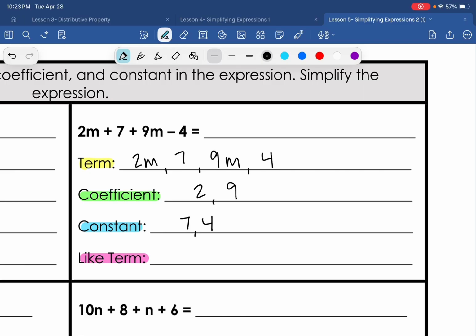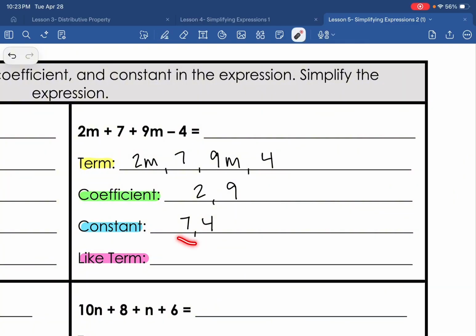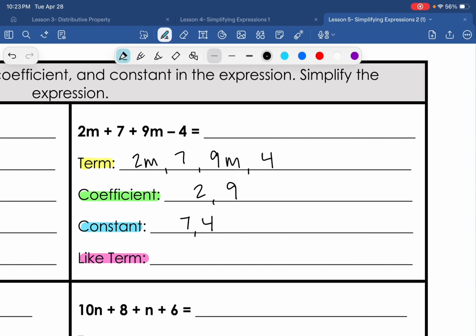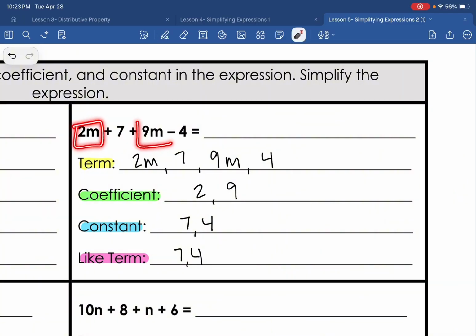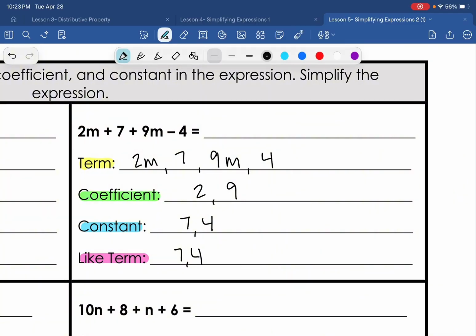All right, like terms have the same variable, right? They're in the same family, or they are constants. So if I look, I know I already have a set of constants, which is 7 and 4. So I already know I have one pair of like terms. Now my other pair of like terms are 2m and 9m because they both have the m variable. They're in the m family.